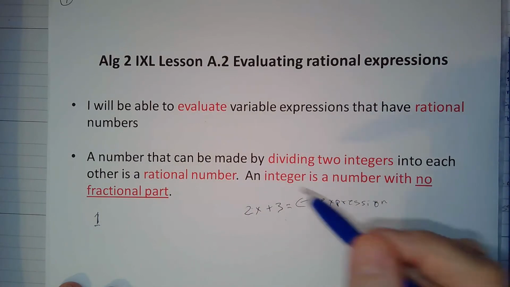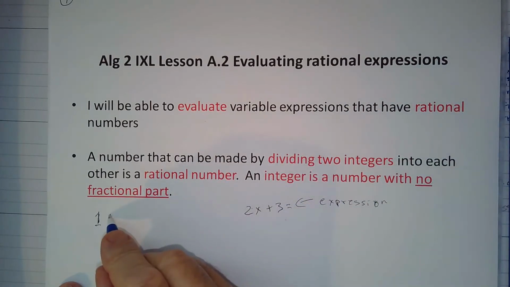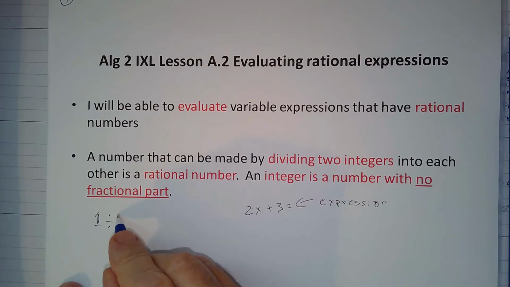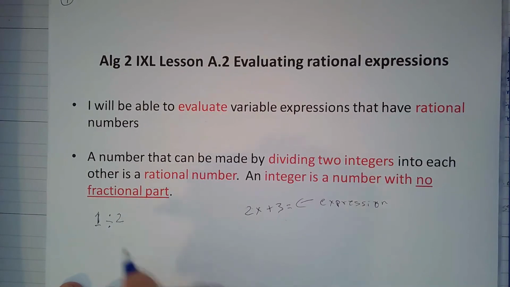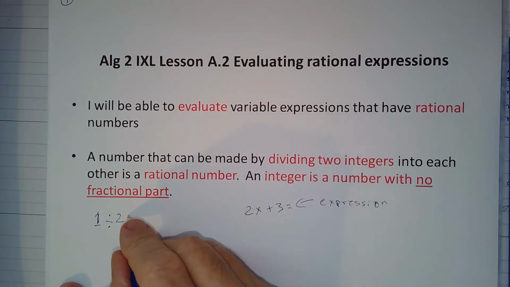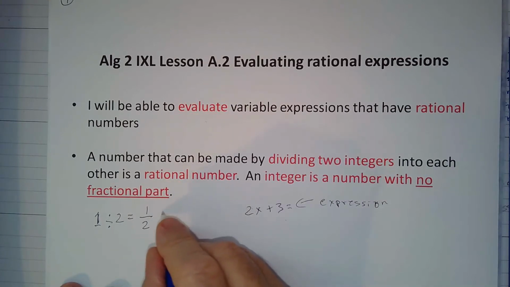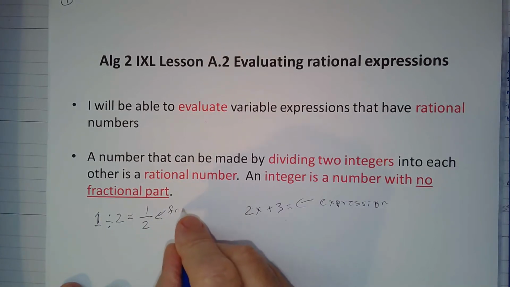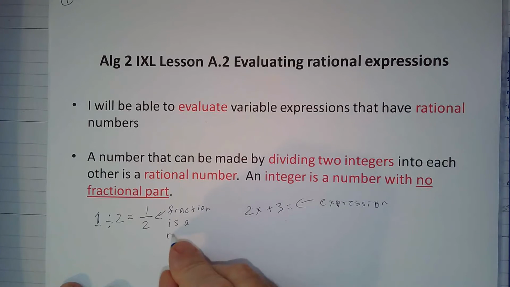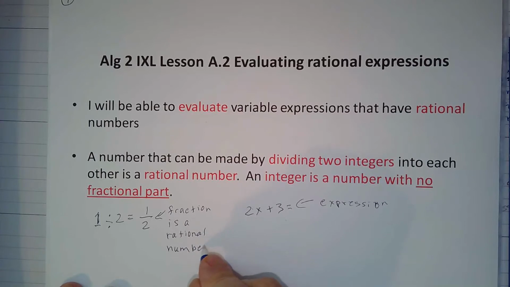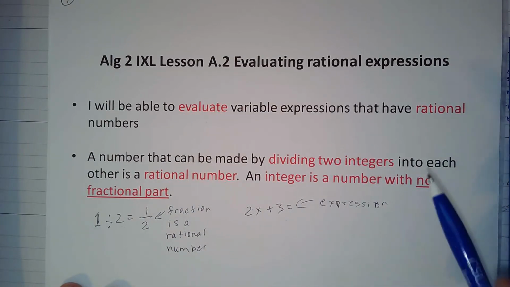And then if you're going to divide one number by another number that has no fractional parts, 2, then you come up with what we call a fraction, which is 1 divided by 2, and the fraction is a rational number. Okay? So you're starting out with two numbers that don't have fractional parts, and you're creating a fraction out of them by dividing one into the other. That's what you're going to be doing here.